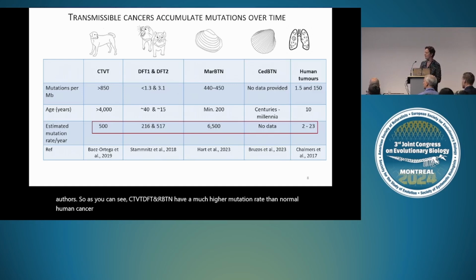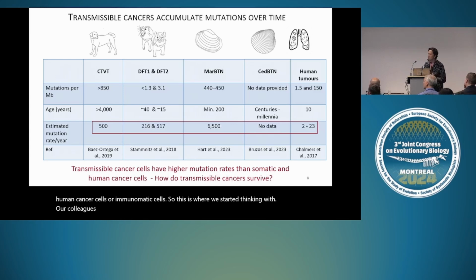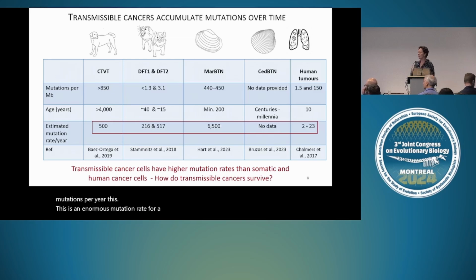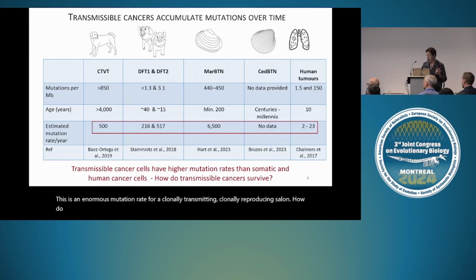or even somatic cells. So this is where we started thinking with our colleagues that, hang on, these mutation rates are huge. Like MAR-BTN is carrying 6,500 mutations per year. This is an enormous mutation rate for a clonally transmitting, clonally reproducing cell line. How do they survive? How can they do it?